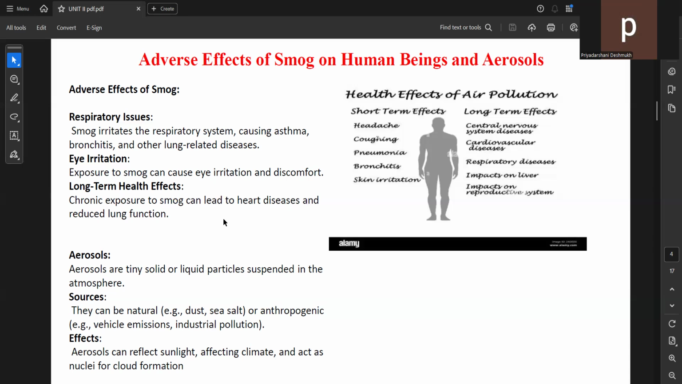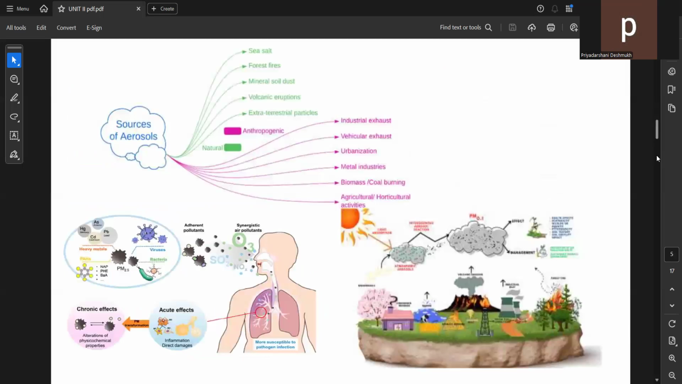What are aerosols? Aerosols are the tiny solid or liquid particles suspended in the atmosphere. And what are the sources of that? They can be natural sources, like dust and sea salt. Next is anthropogenic, that means vehicle emission or industrial pollution. Now, what are the effects? Aerosols can reflect the sunlight, affecting climate, and act as nuclei for the cloud formation. So these are the main effects of the aerosols which are present in the atmosphere.